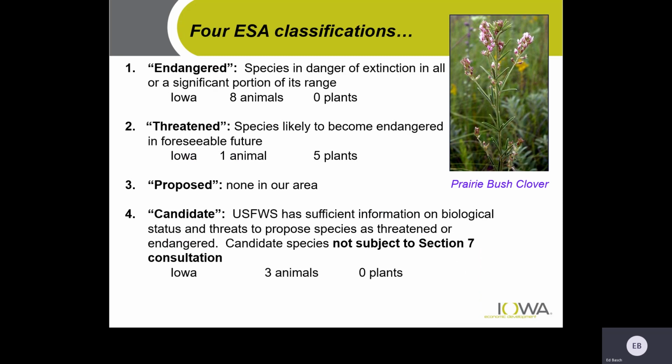So the four classifications: endangered, threatened, proposed, or a candidate for one of those first three. All right. So we have no proposed in the state, but we do have the other three: endangered, threatened, and candidates. And that includes, as you see in the photo there, vegetation, not just animals.